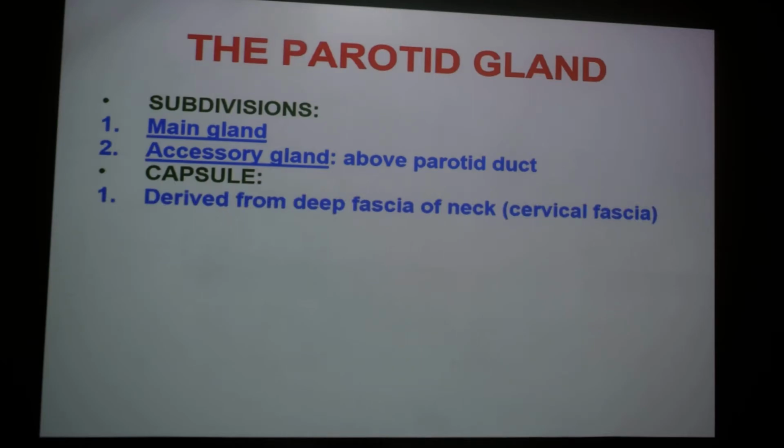The capsule of the parotid gland is derived from the deep fascia of the neck, which is called the investing layer of the deep fascia of the neck. It's like a collar covering the neck like this. When it reaches the area between the mastoid process and the mandible, it splits open, covers the parotid gland, and then moves forward. So the investing layer of the deep fascia of the neck splits open and covers the parotid gland, forming the capsule of the parotid gland.